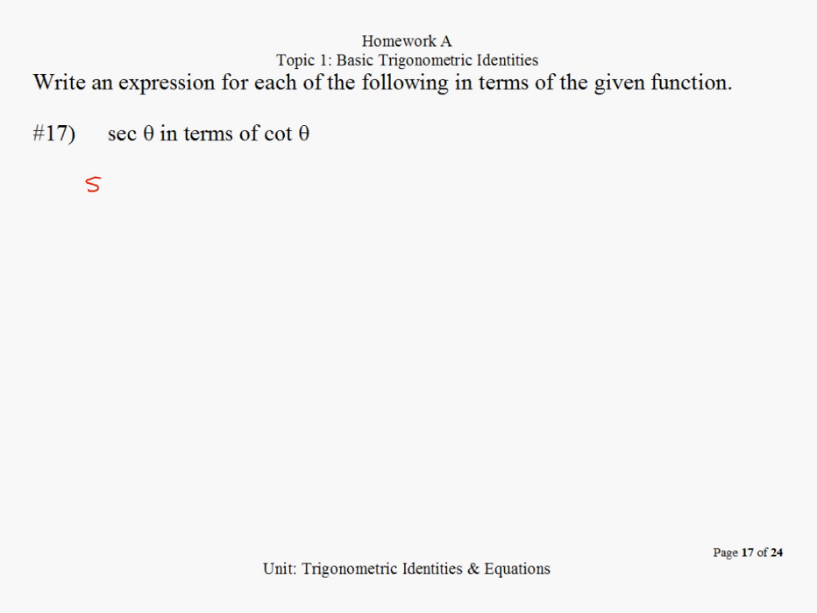Write an expression for each of the following in terms of the given function. We have to get secant in terms of cotangent. So here's an identity that I think best represents this. Secant squared of theta equals tangent squared of theta plus 1. If you square root both sides, you get secant by itself.